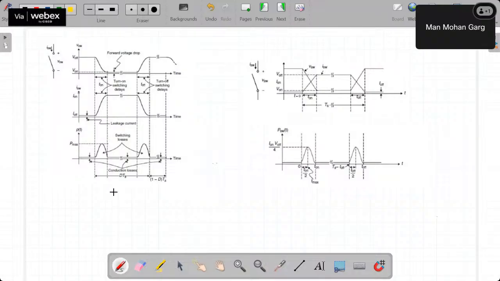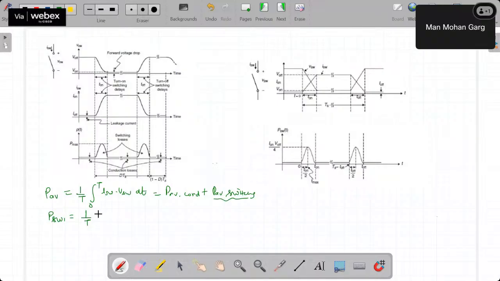If we want to find the average loss across this switch, that will be 1 upon T, integral 0 to T, I_SW, V_SW, dt. This will give me the entire losses across the switch, including conduction losses plus average switching losses, right? So when I talk about the switching losses, P switching, it will be 1 upon T, where T is the total time period for one cycle, right? This is the total time period from here to here.